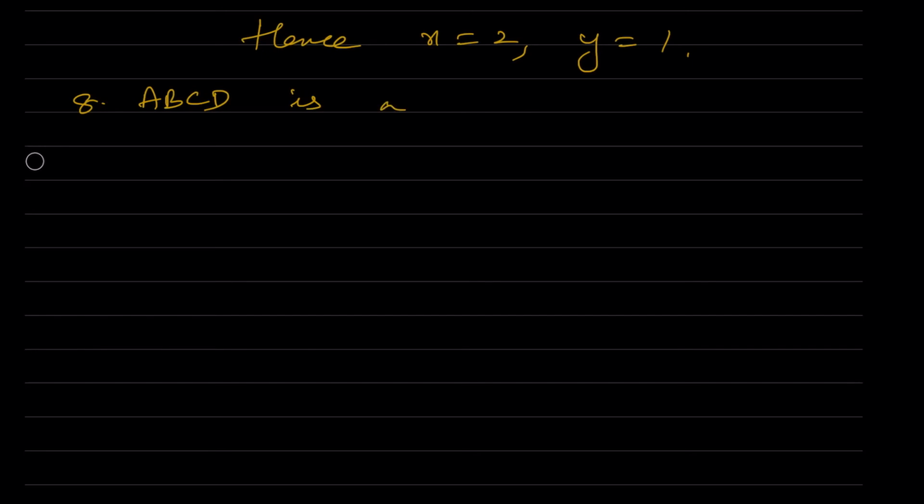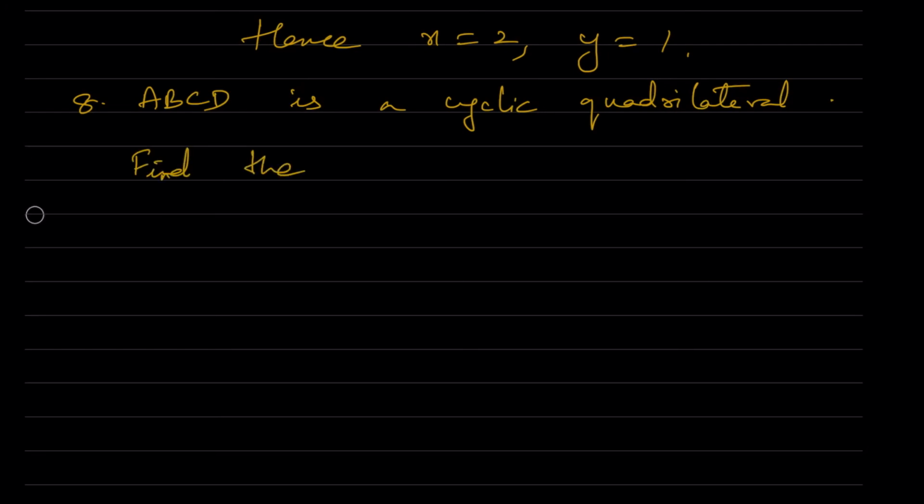Now last problem of this exercise. I am only doing this. I am not doing anything extra. Cyclic quadrilateral. And we know that in a cyclic quadrilateral, the opposite angles are supplementary. So now here find the angles.